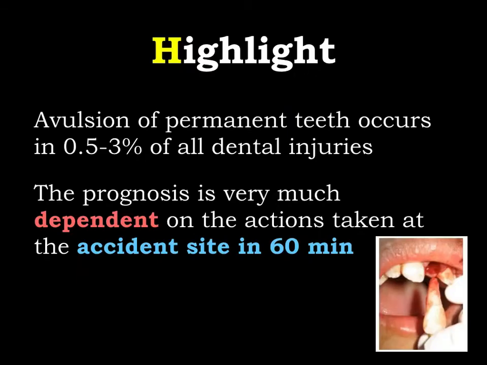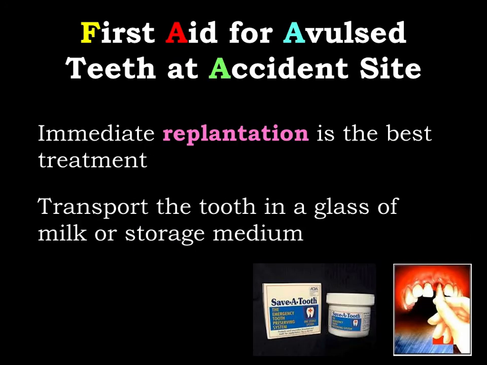So avulsion accounts for less than 3% of all dental injuries, and as I said, it really depends on the action taken at the accident site within 1 hour. So if the site is clean and the tooth is available, you're going to wash it with saline and then re-implant it in its place. Just replant it.